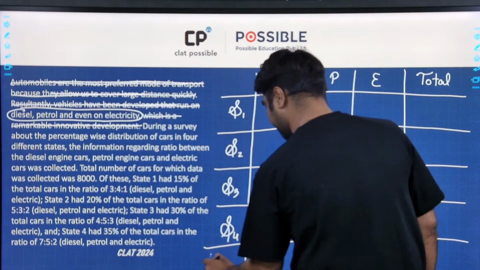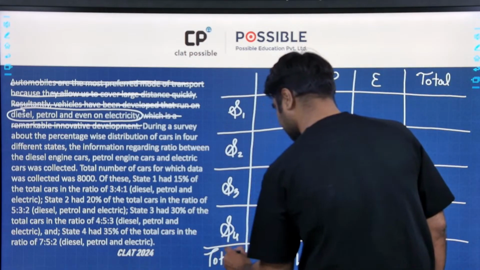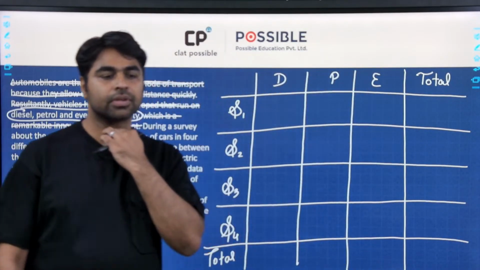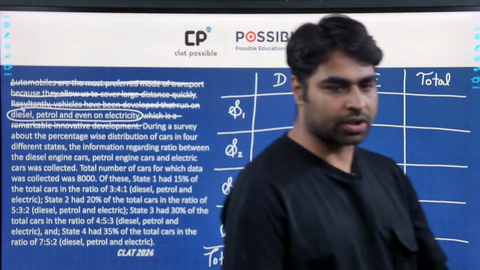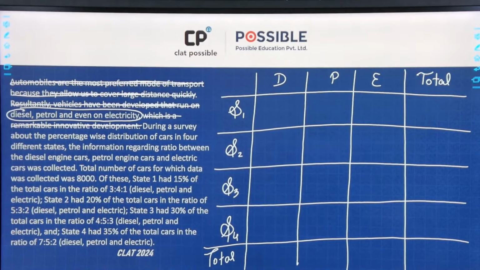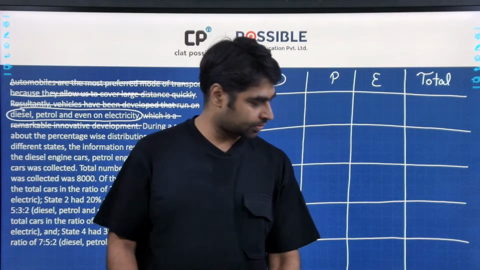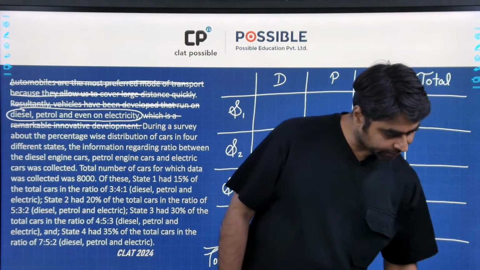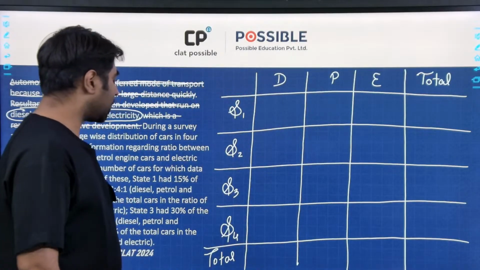In the end, we will be having a grand total value also. That will be a summation of all of these values. Okay, guys, if the text is a little bit not clear, let me just zoom in. I guess the text is absolutely clear now. Perfect. So what is being talked about?